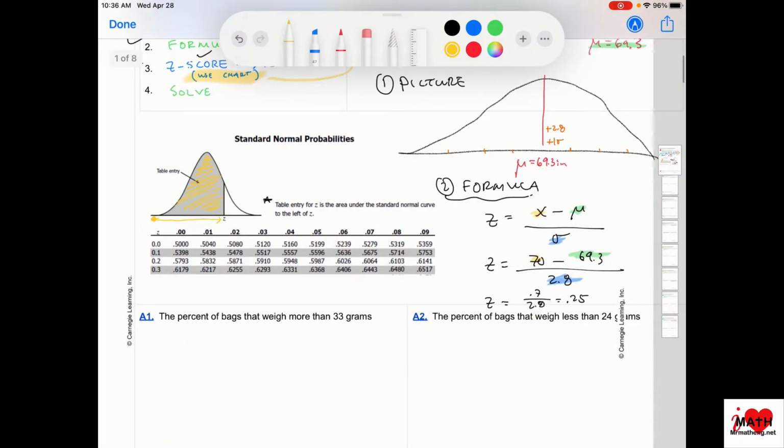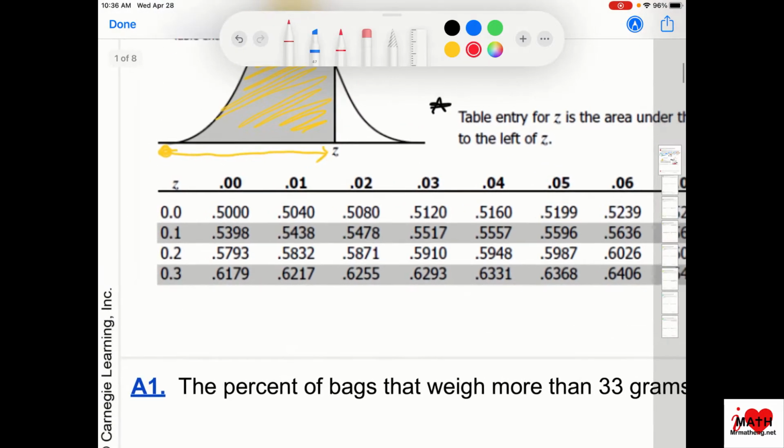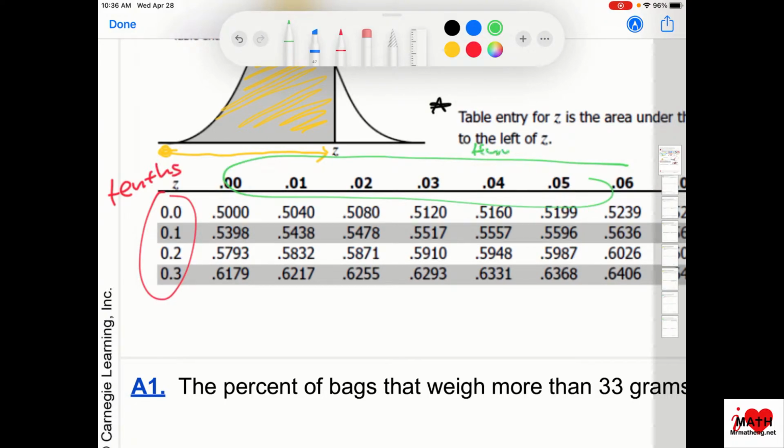Okay, let's go ahead and look for z equals 0.25. Over here you have the tenths, and then up here you're running by the hundredths.